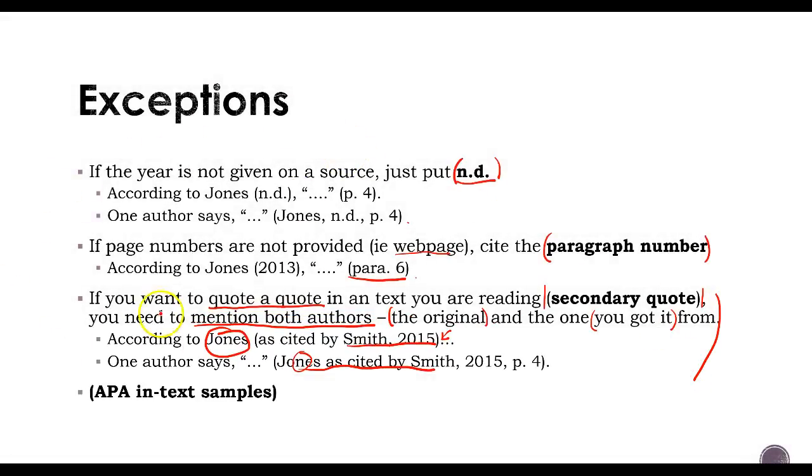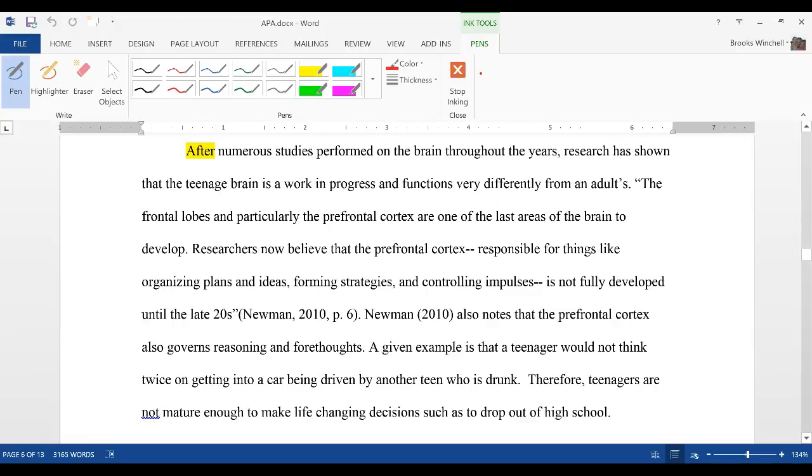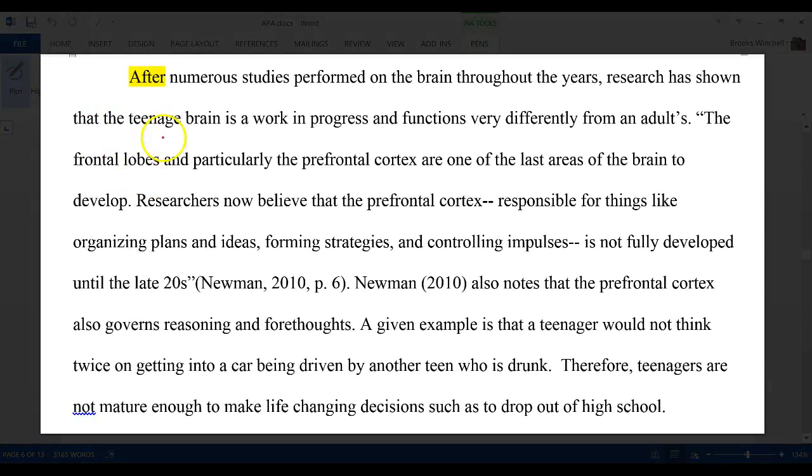So let's take a quick look at some sample in-text citations. Here's one from a nice research paper on why teenagers should not be allowed to drop out of school. This person gives several reasons in her research paper for why teens should not be allowed to drop out of school, but this reason is actually talking about how teenagers aren't mature enough to drop out of school. So let's take a quick look at this paragraph.